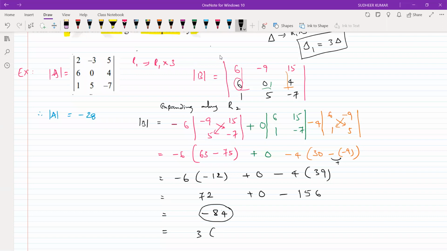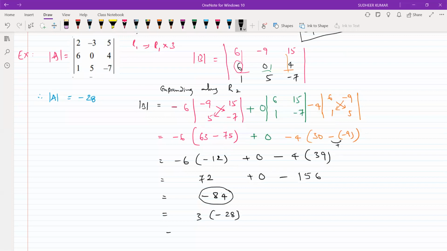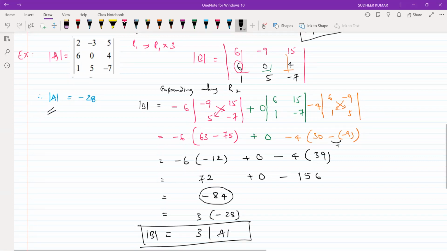Can we write it as 3 times of minus 28? Yes, sir, we can write. We already know that minus 28 is nothing but det A. So here we got the result det B equals 3 times det A. Since we multiplied all the elements of R1 by 3, the value of the determinant is also multiplied by 3 times. That's it. Hence verified. Is it clear?